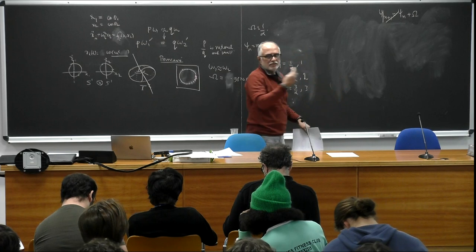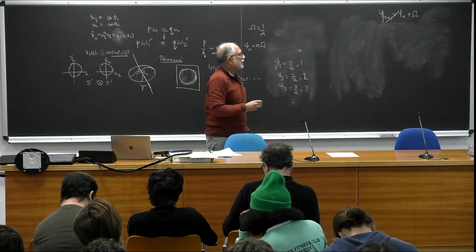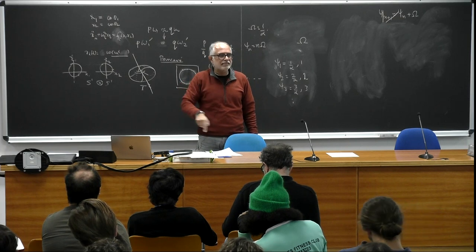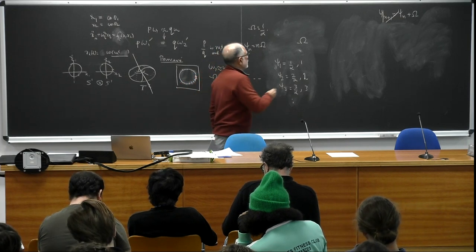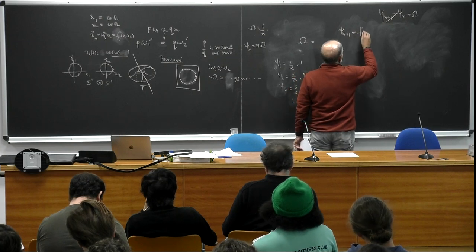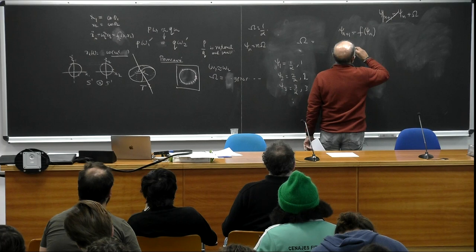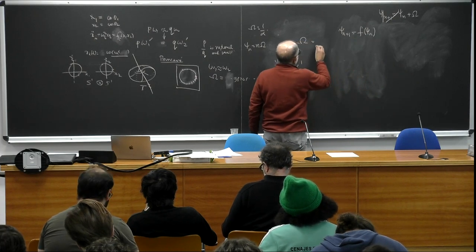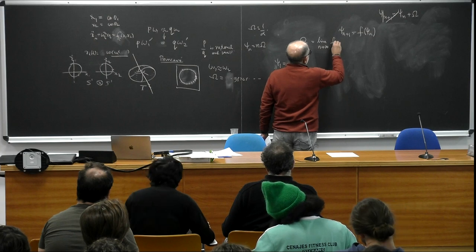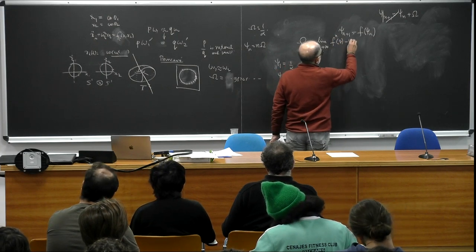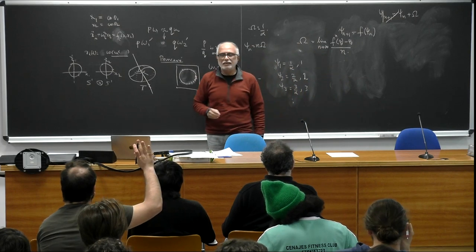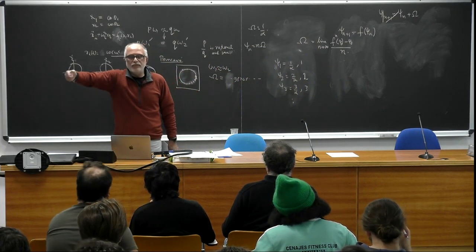Just one small thing, let me go back. One thing that I want to give is notation. Omega is called the winding number. The winding number is the number of winds that it does. So if I take psi n plus 1 equal to f of psi n, then I want to define omega as the limit of n going to infinity of f to the n of psi minus psi, divided by how many times I have done it.